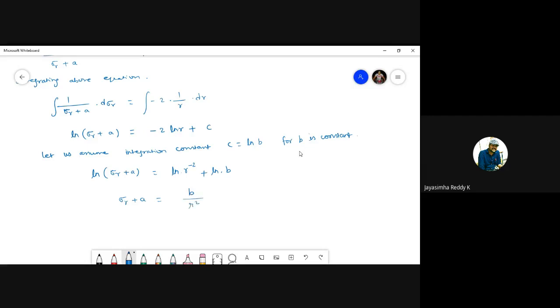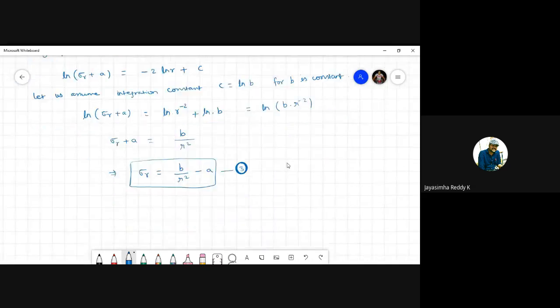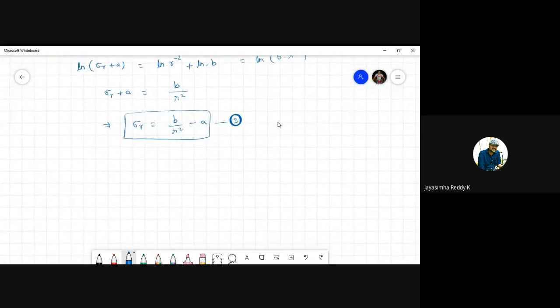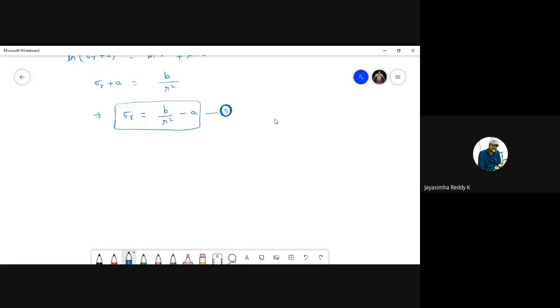Is it clear, students? So this is equal to log b into r to the power of minus 2. R to the power of minus 2 is nothing but 1 by r square, so I have written it that way. Now this implies sigma r is equal to b by r square minus a. So we have calculated sigma r in terms of a and b, where a and b are constants which can be determined by using boundary conditions.